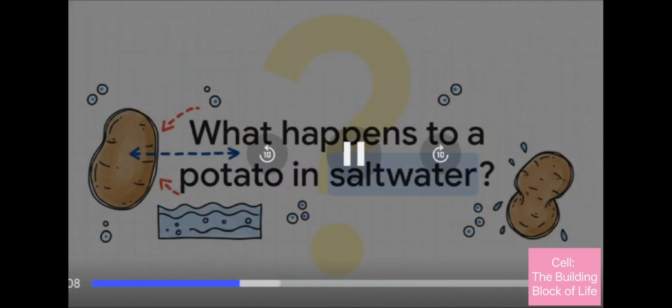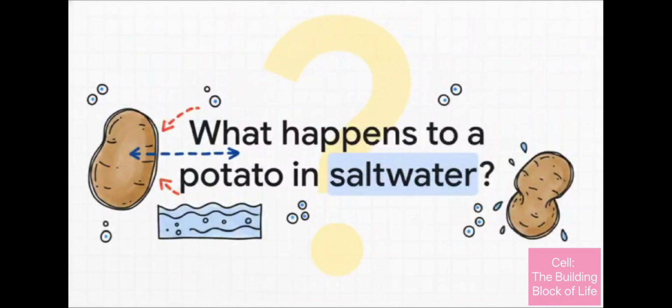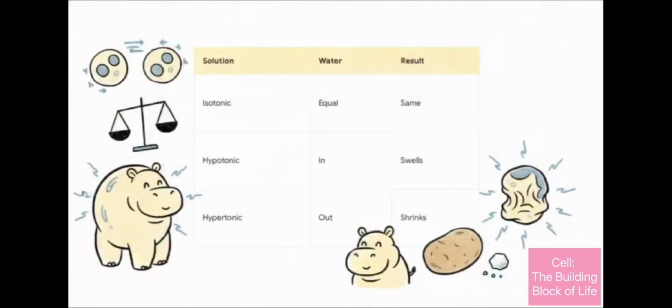And osmosis perfectly answers this classic question. If you take a piece of potato, which is entirely made of cells, of course, and dunk it into a highly concentrated saltwater solution, what actually happens to it? The answer comes down to how water always moves to balance things out. It flows from a dilute environment into a more concentrated one.